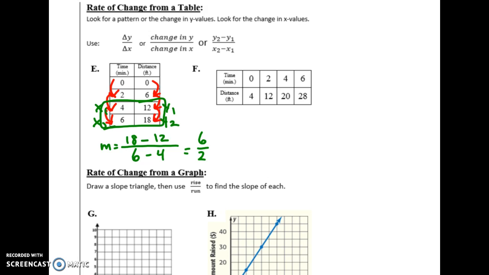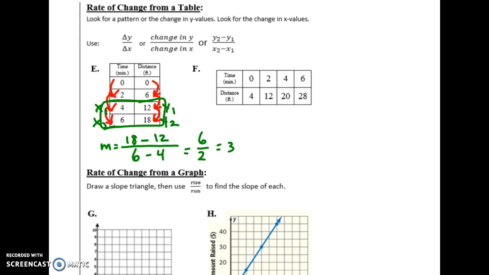Can that reduce? Yeah, 3. So slope of 3. Did anybody notice the pattern? See how it goes up by 6 in the y column, and then it goes up by 2? Some people can go right to this formula right here. Change in y was 6, change in x was 2, and then there's my slope.